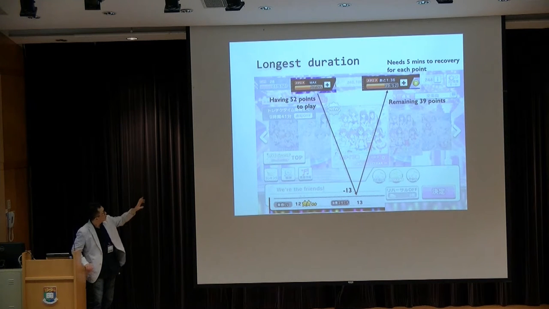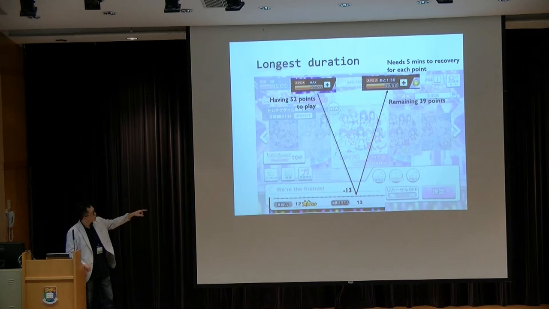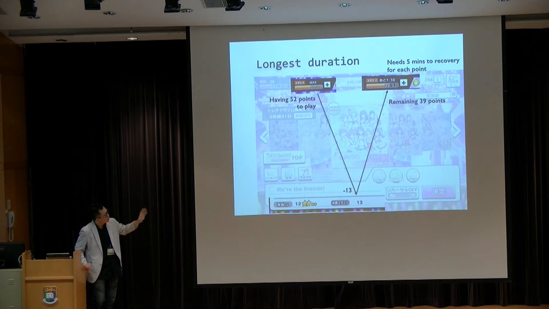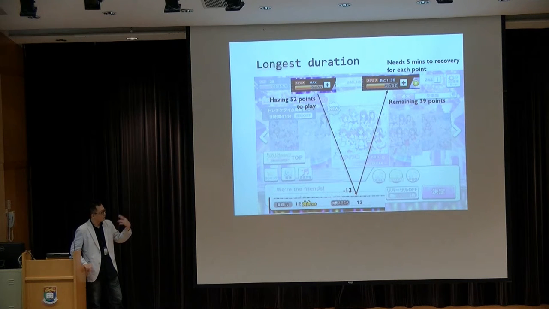For example, when you open your app, you will have 55 points to play. But when you play a game, it will cut your points. For example, this game will cut about 13 points. After you play the game, no matter lose or win, you will have only 39 points. So it needs 5 minutes to recover each point. So if a kid plays the game, they can only play 4 times in 15 minutes.